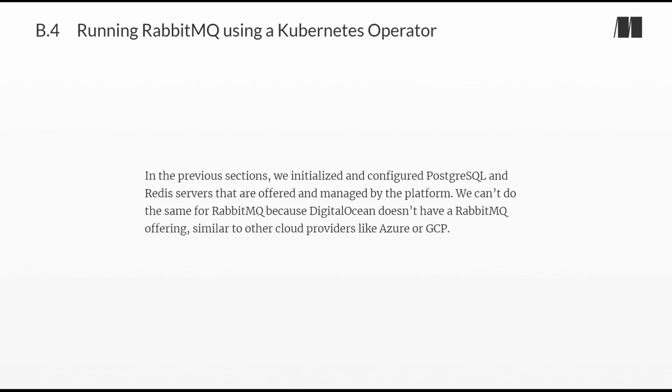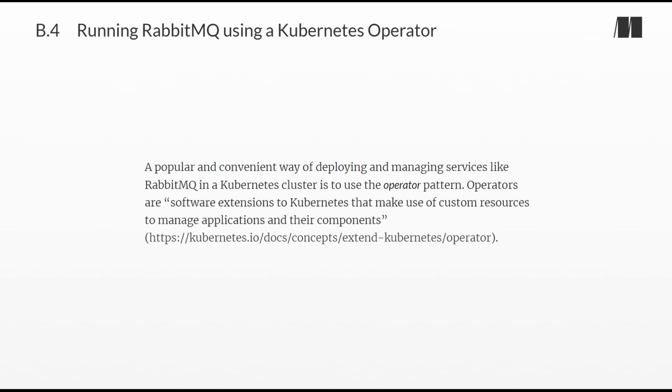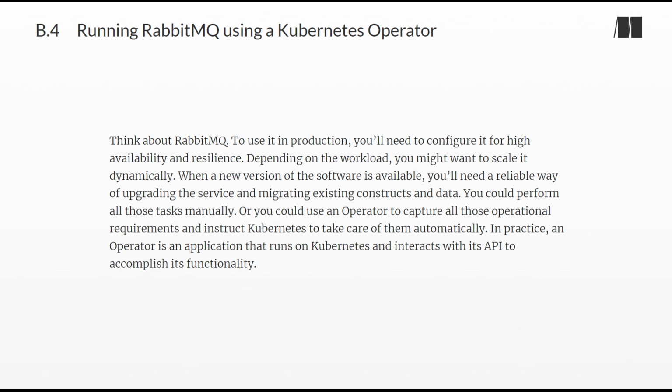Azure or GCP. A popular and convenient way of deploying and managing services like RabbitMQ in a Kubernetes cluster is to use the operator pattern. Operators are software extensions to Kubernetes that make use of custom resources to manage applications and their components. See this link. Think about RabbitMQ.